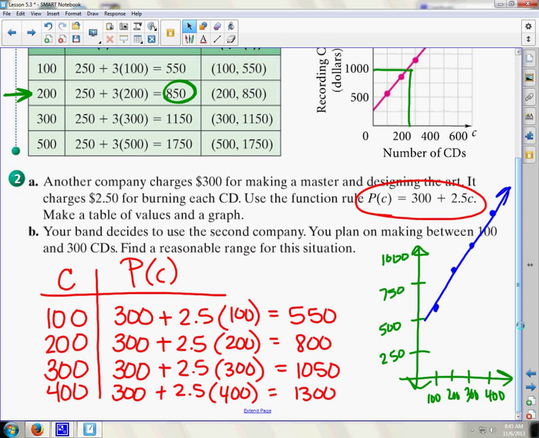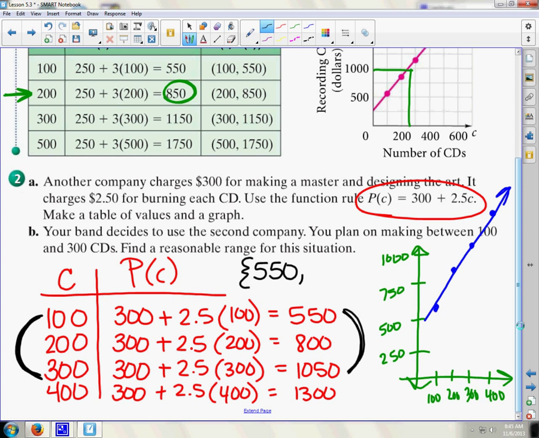So it says your band decides to use the second company. You plan on making between 100 and 300 CDs. Find a reasonable range for this situation. So your reasonable range would be between 100 and 300. So you look at what your values are for 100 and 300. And then you say my range for my cost. So my range would be between $550 and $1,050. So that is your range. I can spend between that.